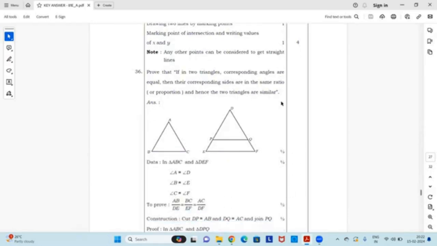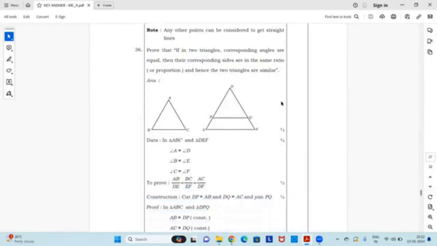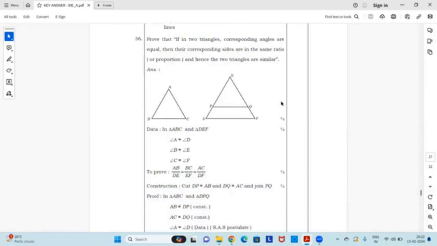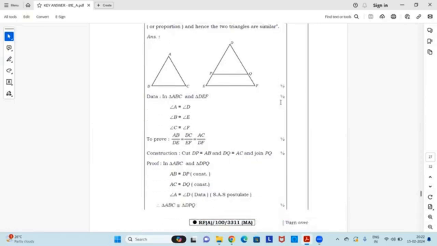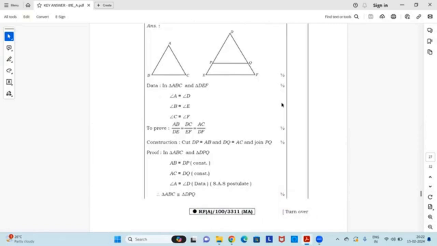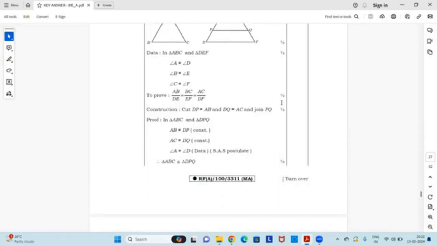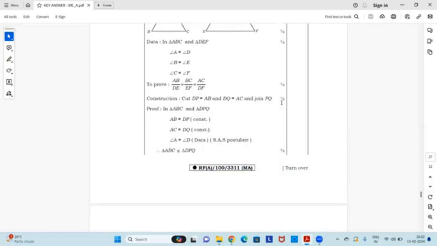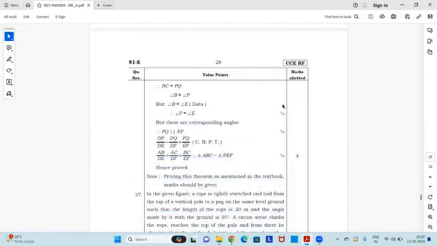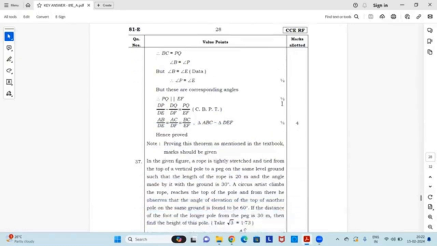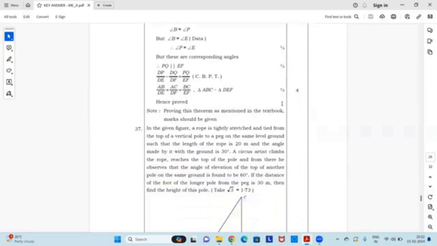Prove that if in two triangles corresponding angles are equal, then their corresponding sides are in the same ratio or proportion, and hence the two triangles are similar. Okay, you have to prove it. So again, use the theorem. This is the postulate, side angle side, and then apply it. Okay, that is how you prove it. Proving this theorem, as mentioned in the textbook, marks should be given. So you will get marks if you write as it's proved in the textbook also.